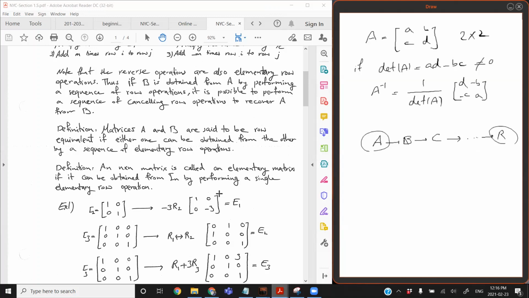So if you have a matrix A and a matrix B, so that one of them can be obtained from the other one by performing a sequence of row operations, then you have two matrices that are row equivalent. Okay, next.